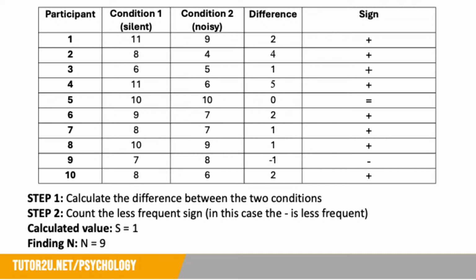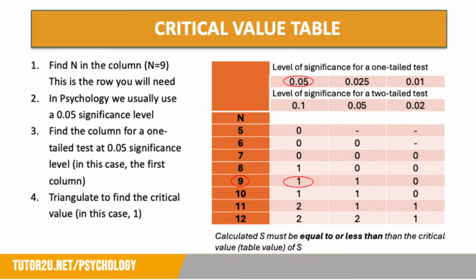Now, when we're looking to go through and find out what S is, S, remember, is the calculated value. All we're going to do is look at the less frequent sign. And if I go down that list there, I can see there is only 1 negative sign there. Therefore, my S value is 1. So my calculated value is 1. Let's go through and look at the next stage then of the sign test.